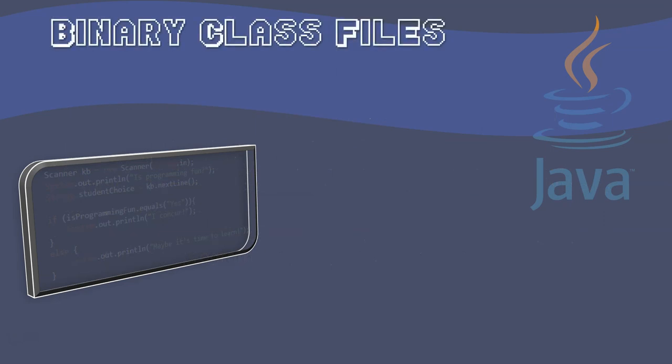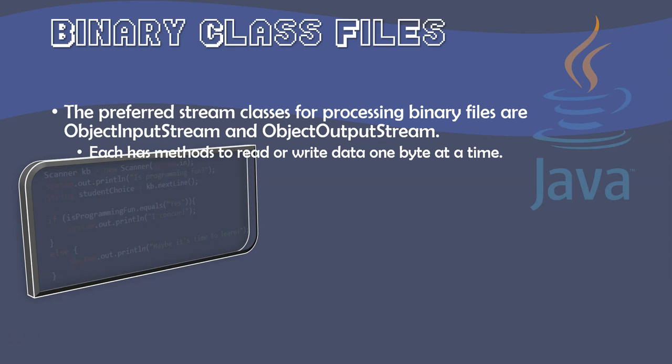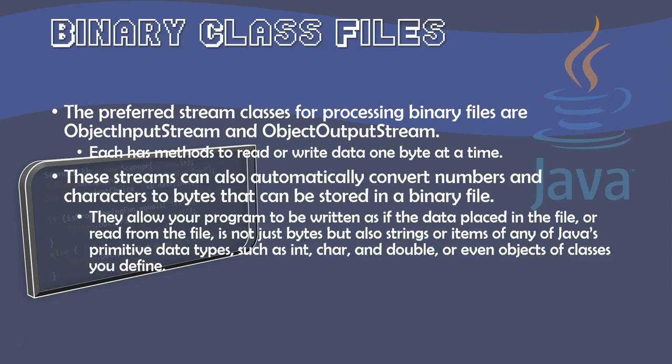So that's going to lead us to our conversation on making binary class files. When we start writing out our own binary files, the preferred streams that we're going to use are going to be the object input stream and the object output stream. Each has its own methods to read or write data one byte at a time. These streams can also automatically convert numbers and characters to bytes that can then be stored in a binary file.